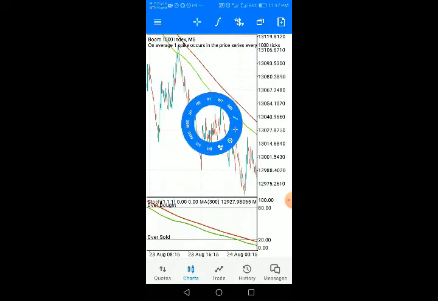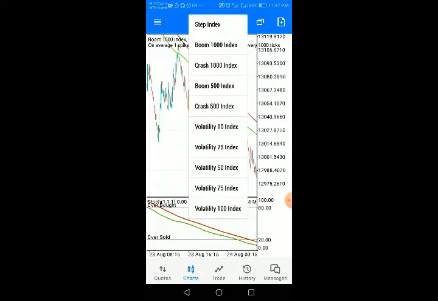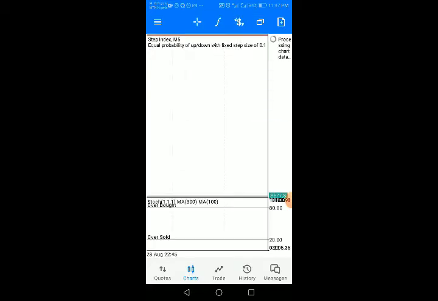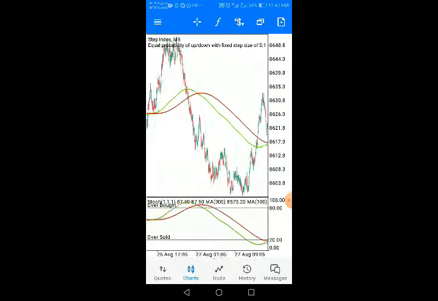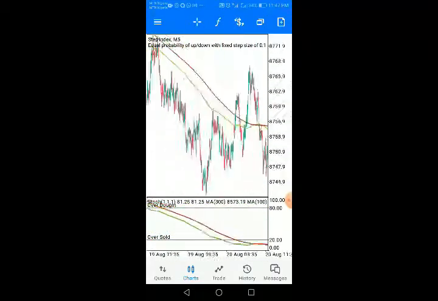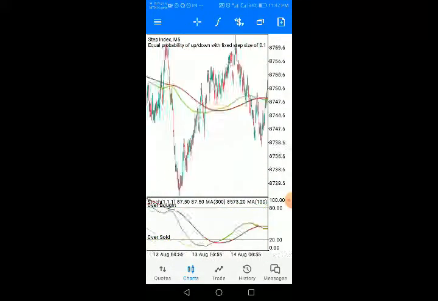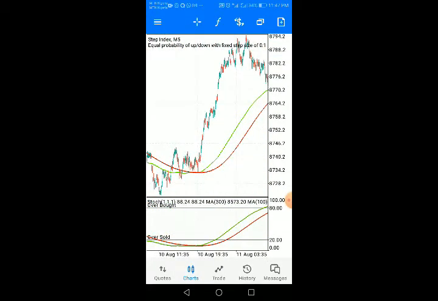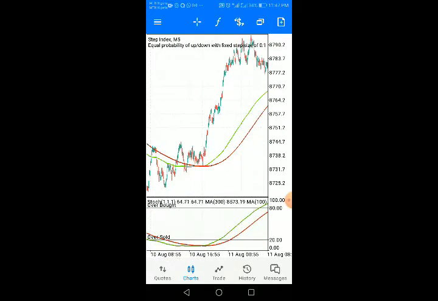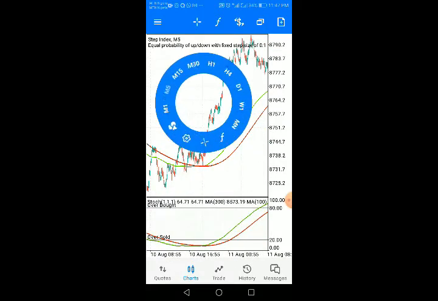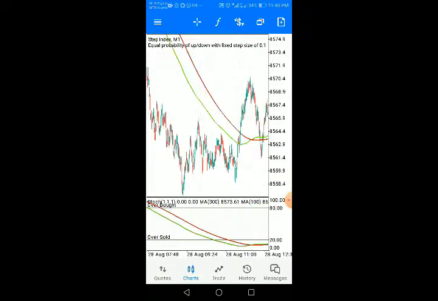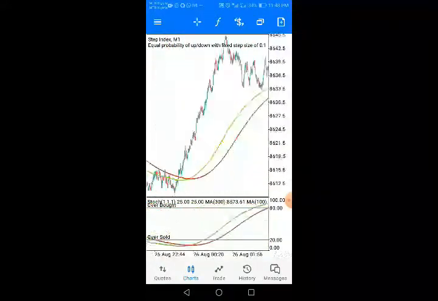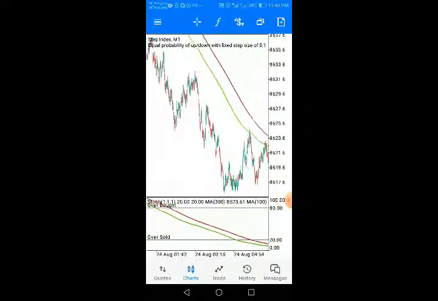So that's it. And this strategy also works on other pairs. Works on all pairs. On all indices, it worked. In fact, it seems to be more accurate, more perfect on all these other pairs which are not boom and crash. You understand? Like this step index, volatility, the way they move is different from the way boom and crash moves. So we're checking 1 minute on step index right now.